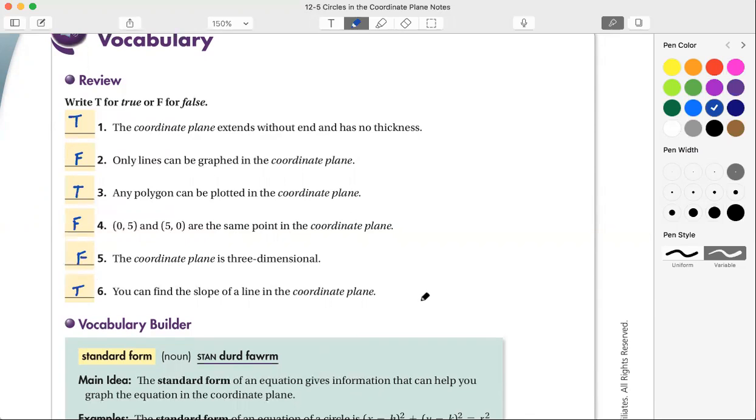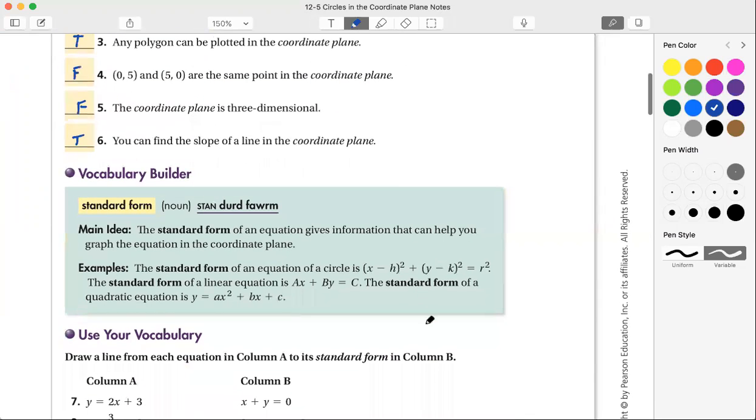You can find the slope of a line in the coordinate plane. That's true. Okay, so vocabulary, standard form. The standard form of an equation gives information that can help you graph the equation in the coordinate plane. So the standard form of the equation of a circle is (x - h)^2 + (y - k)^2 = r^2. The standard form of a linear equation is ax + by = c. And the standard form of a quadratic equation is y = ax^2 + bx + c. All very important, and we're going to use these all. This is something you should know from previous class.